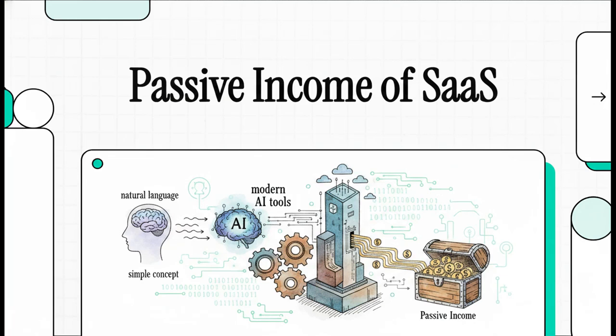All right, let's just jump right in. Today, we're talking about the absolute holy grail for a lot of builders out there, the passive income of SaaS. In this explainer, we're going to see how modern AI tools can take a super simple concept and spin it up into a fully monetized production-ready software business from scratch. And get this, using nothing but natural language.